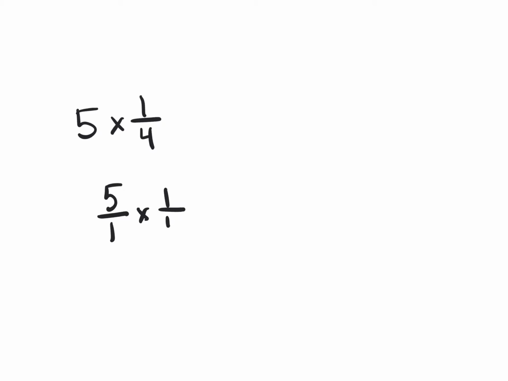When we multiply fractions, we go straight across the numerators and straight across the denominators. So we would get 5 times 1 is 5 and 1 times 4 is 4.